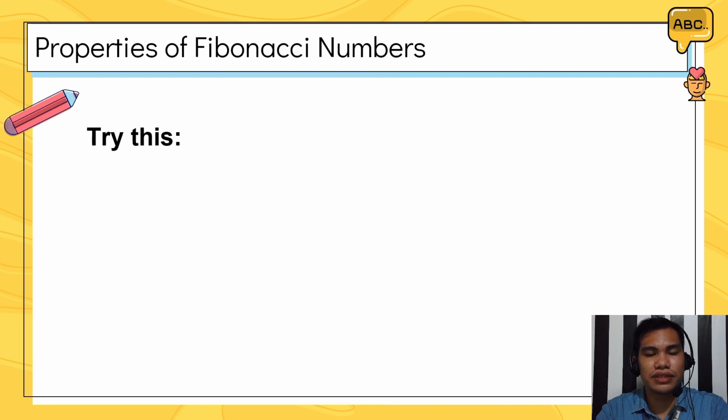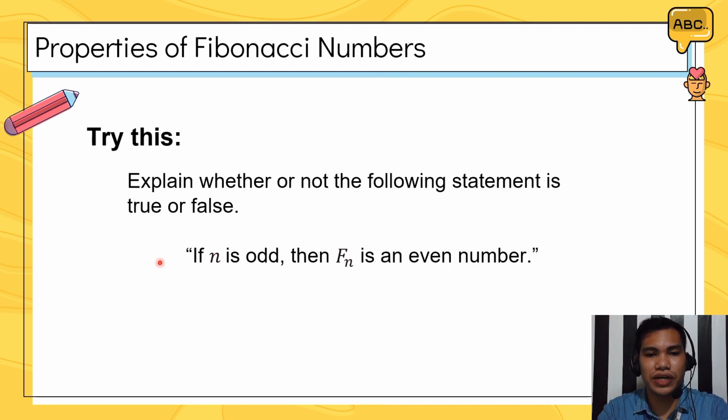Now it's your turn to try. You try this one. Explain whether or not the following statement is true or false: if n is odd, then f sub n is an even number. You give your explanation, ngano kaha nga true siya or ngano kaha nga false siya.